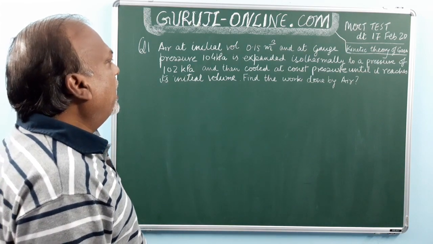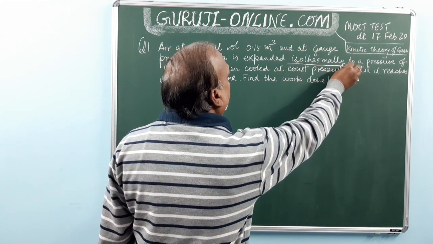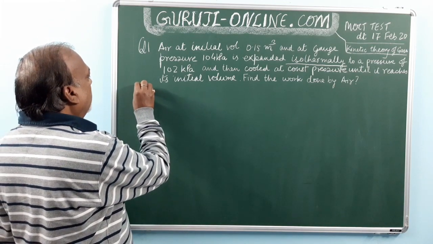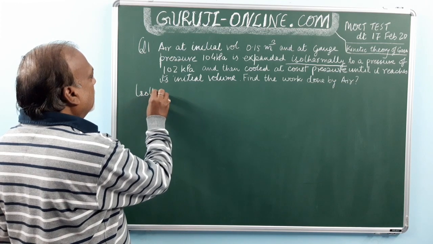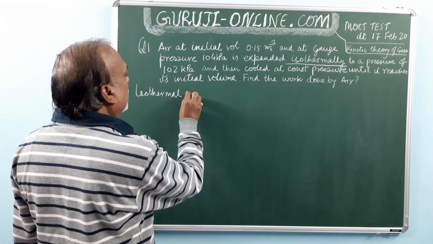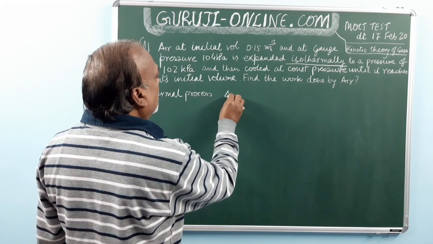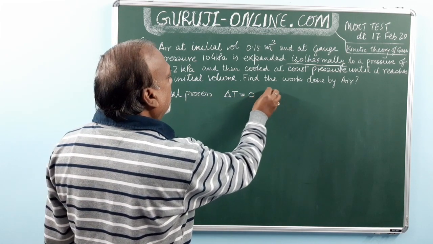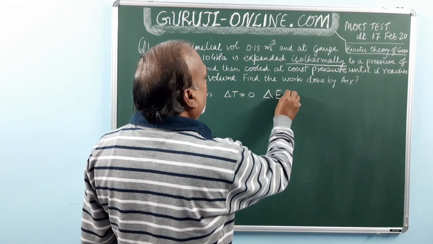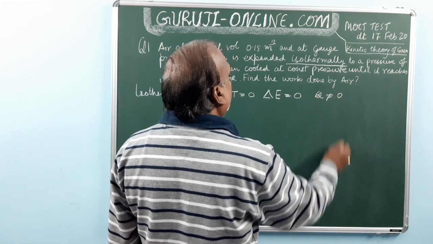So here what we are given, it is an isothermal process, and for isothermal process we know that delta T is equal to 0 and delta internal energy is also 0, but Q is not 0.